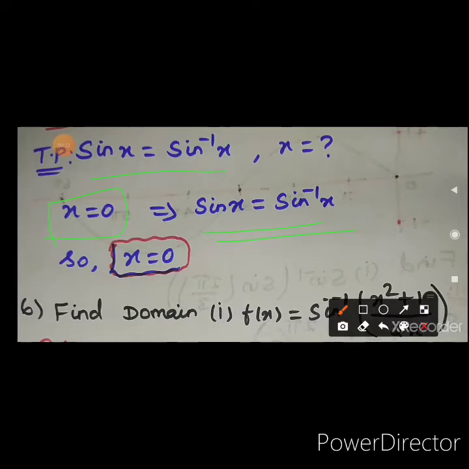Then we have the a plus b the whole square formula: a square plus b square plus 2ab. So we can write it as x plus 1 the whole square greater than or equal to 0. Now we have to take square root on both sides: x plus 1 greater than or equal to 0.